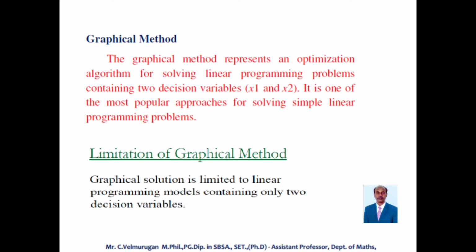The graphical method is the easiest method, but it is used for solving linear programming problems which contain only two variables. That is also a major drawback. Suppose we have more than two variables, we can't apply the graphical method. That is a limitation of the graphical method. Graphical solution is limited to linear programming models containing only two decision variables.